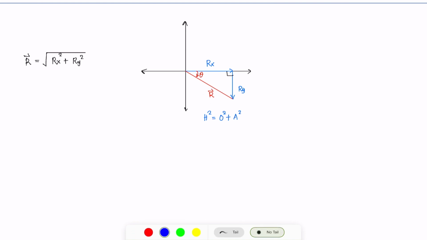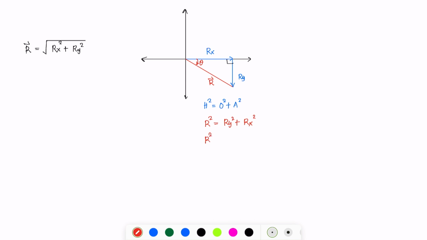So you get r squared. The opposite side, with respect to this angle theta here, is ry. So you just get ry squared plus the adjacent side, which is rx, squared. Now, take note that addition commutes, so I can just write this right-hand side of the equation as rx squared plus ry squared. I should have an arrow over there.